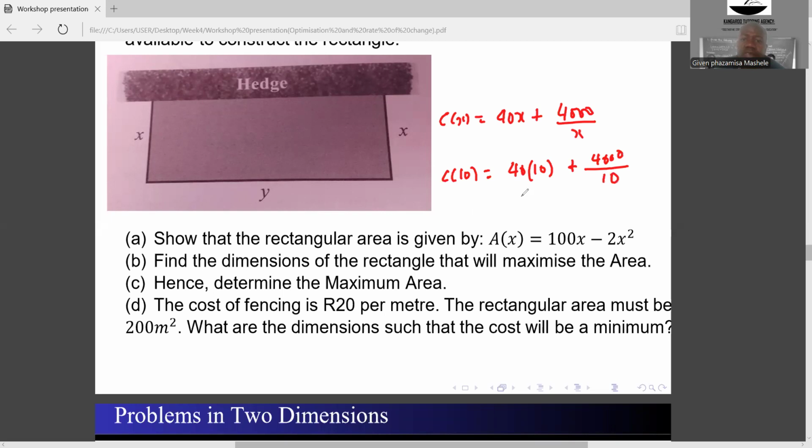Okay, so this will be 400. So this will also be 400. So it will actually cost us 800 rands to construct that fence.